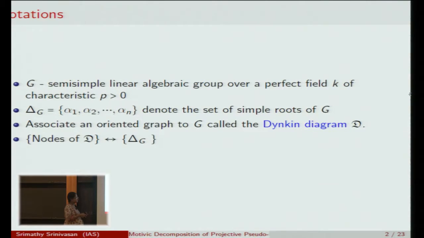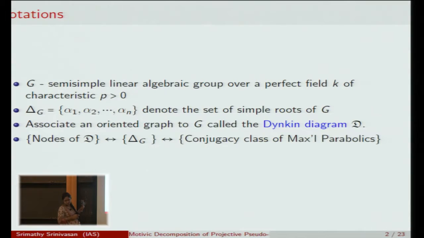with the simple roots. So you assume G is split? Sorry? G is split? So no, in this case G is just a semi-simple linear algebraic group, but then the Dynkin diagram is overflowing. Yeah. So there's some, I'm not 100% accurate with the notations, but it is what it means.